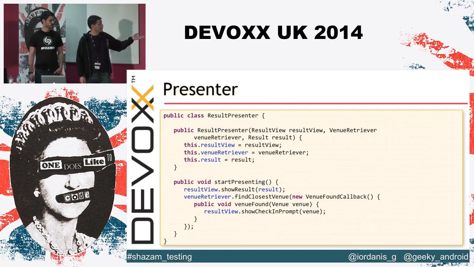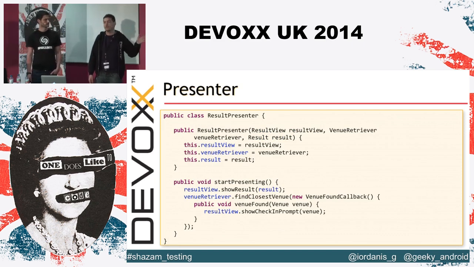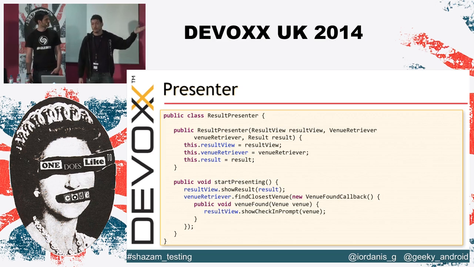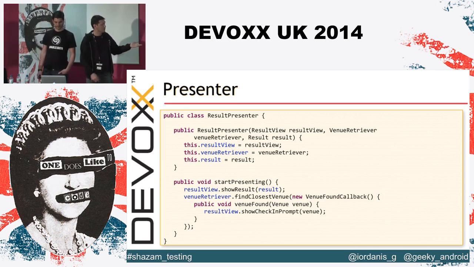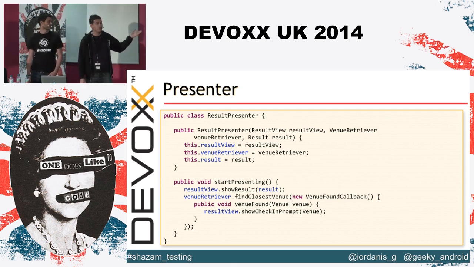The presenter, now this is the first test-driven class that we write. As you can see, the dependencies are injected in the constructor of this class. This allows us to use test doubles to verify behavior in our tests. And the logic is very simple in the present call. When we start presenting, we notify the view to show the result that we've loaded. And at the same time, we use the business logic, the model, to fetch a venue that is close to us. And when we retrieve the venue, we notify the view to display a check-in prompt for that venue.